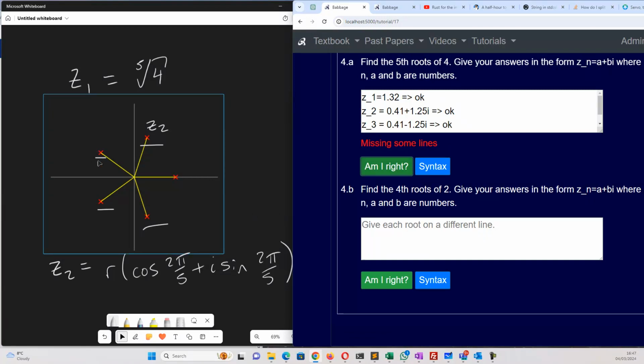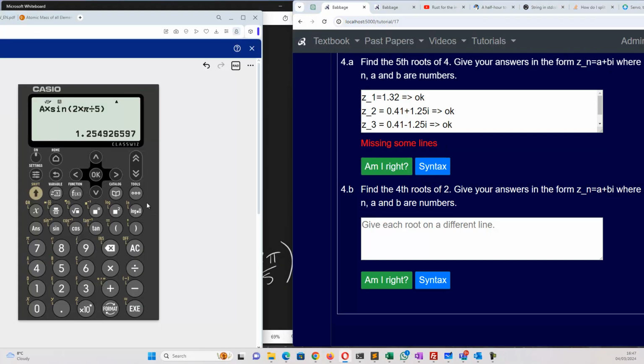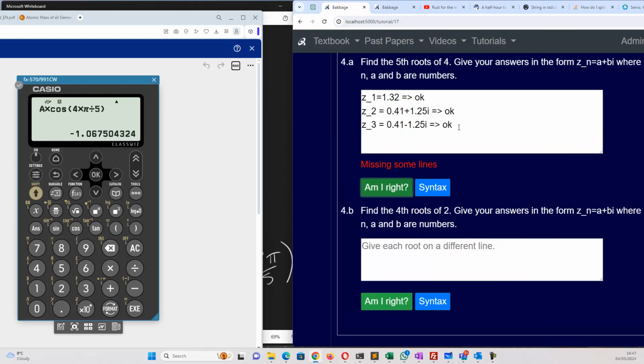Okay, so now we need to calculate these two. So as before, we'll clear the calculator and we'll call our value back for r. So recall, and we're going to multiply that by the cosine of 4 times pi divided by 5. Close brackets, and that's equal to minus 1.07. So the next value, let's just drag this down a little bit. So Z4 is equal to minus 1.07.